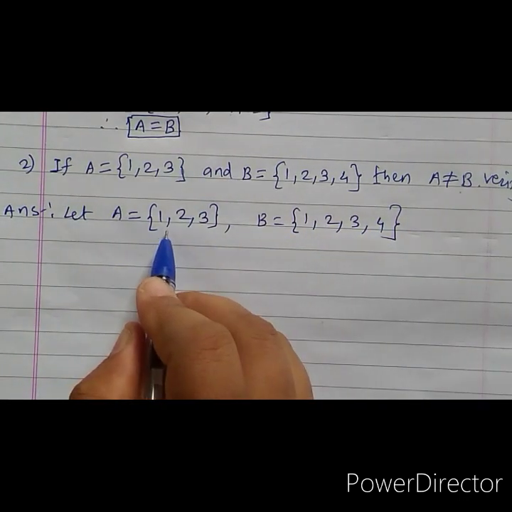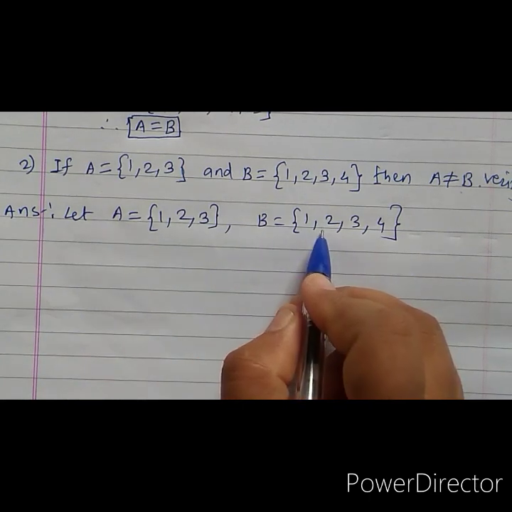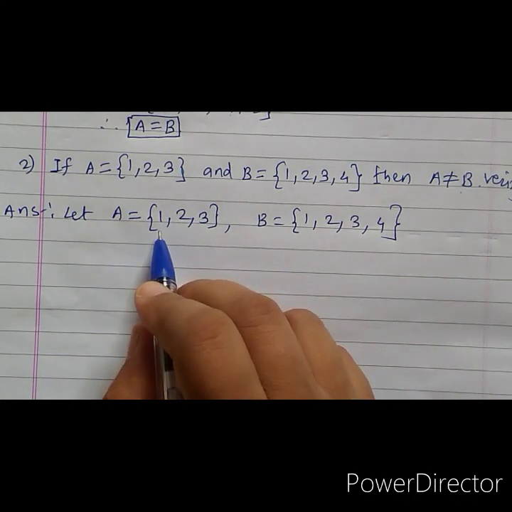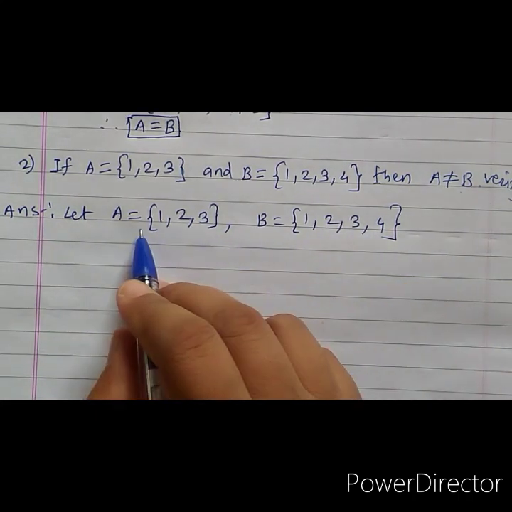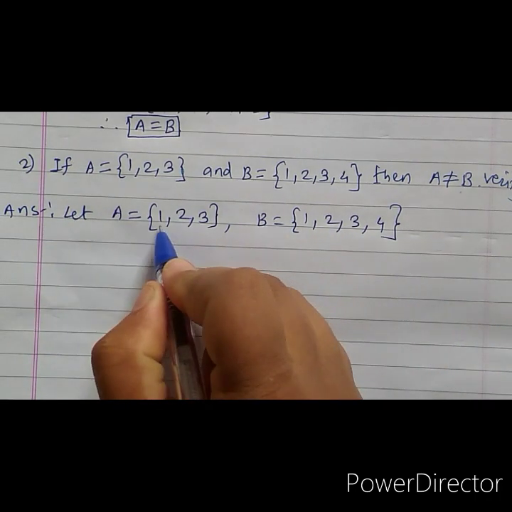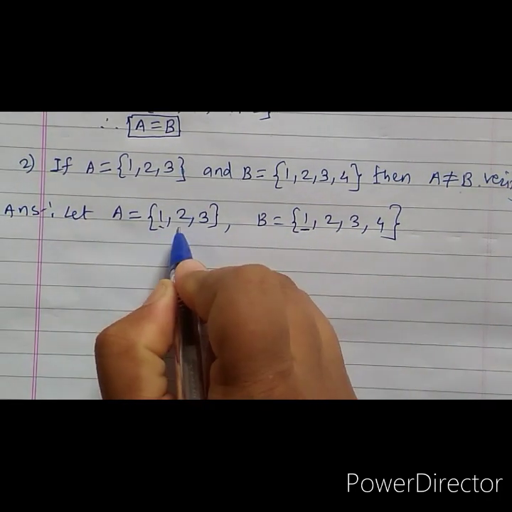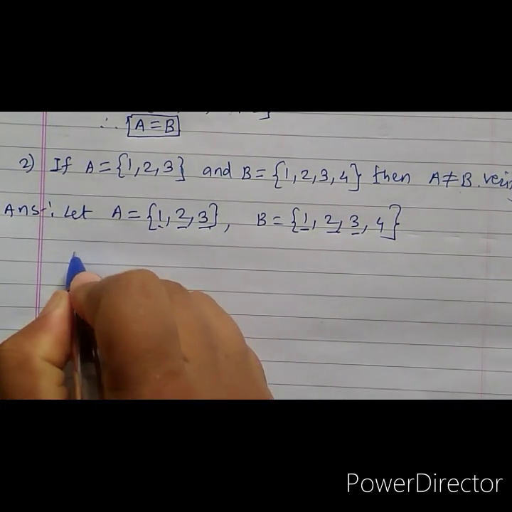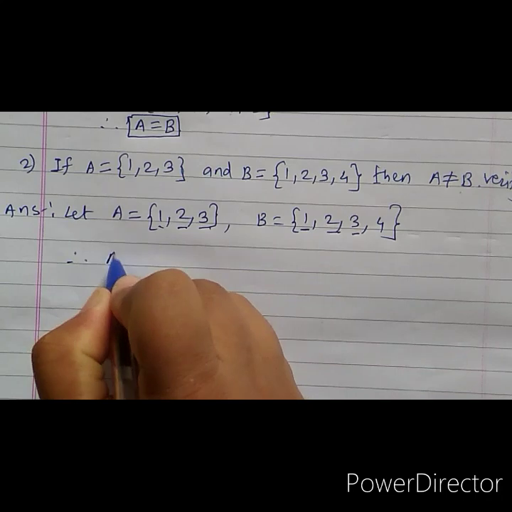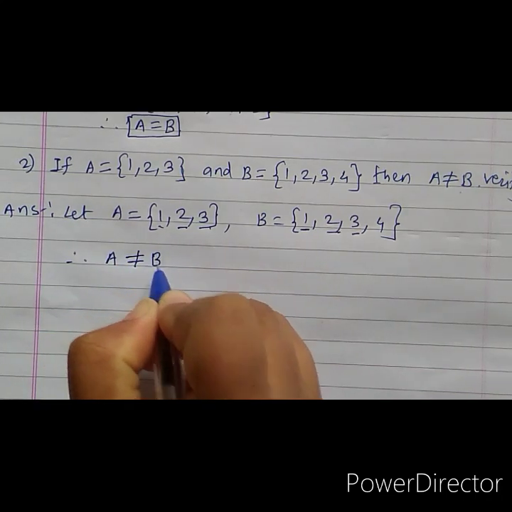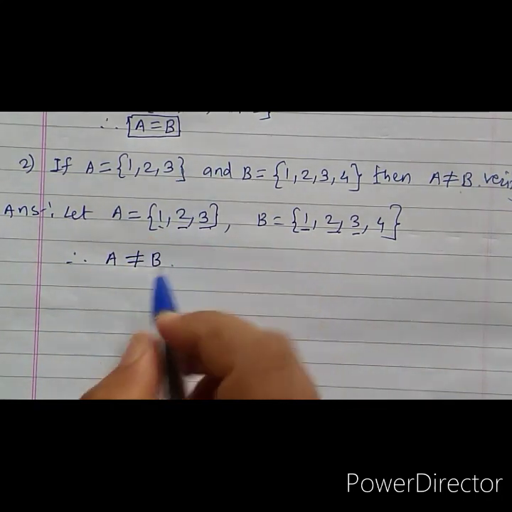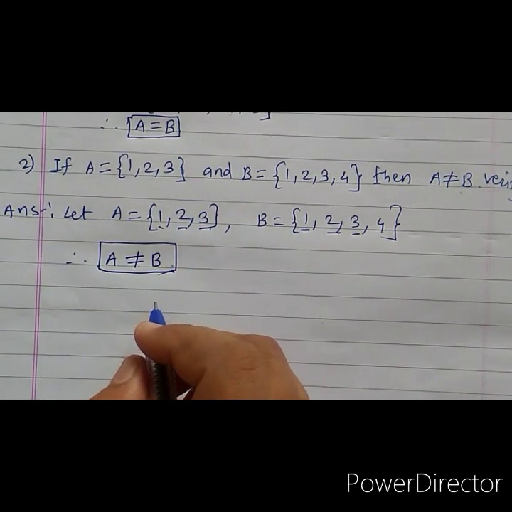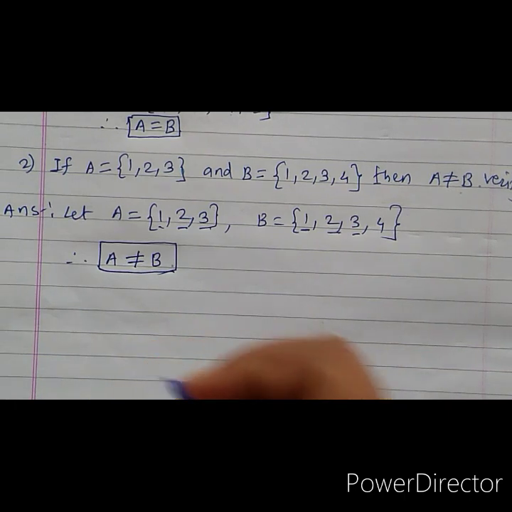Now see, all the elements of set A are in set B, but all the elements of set B are not in set A. 4 is not there in set A. Therefore, see, 1 is there in set A and B, 2 is there, 3 is there, but 4 is not there. Therefore, we can say that set A is not equal to set B according to the definition of equal sets. Now let us see a few more examples from the practice set.